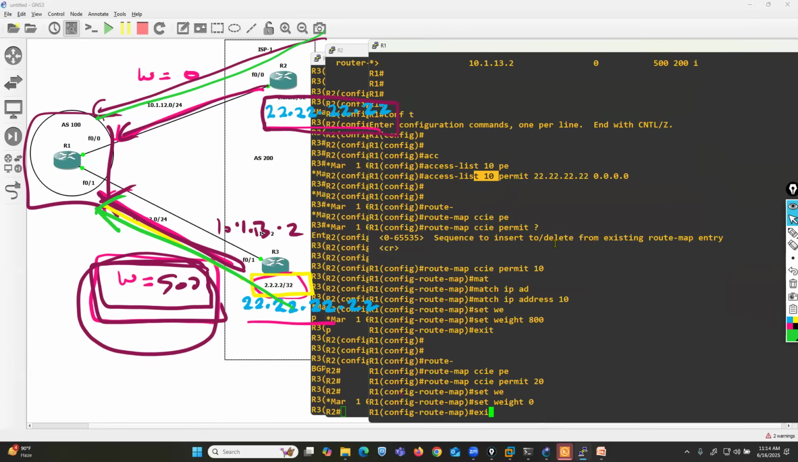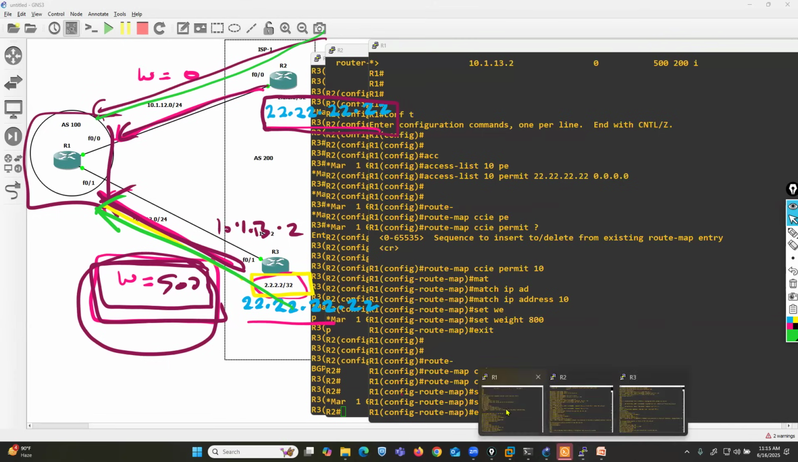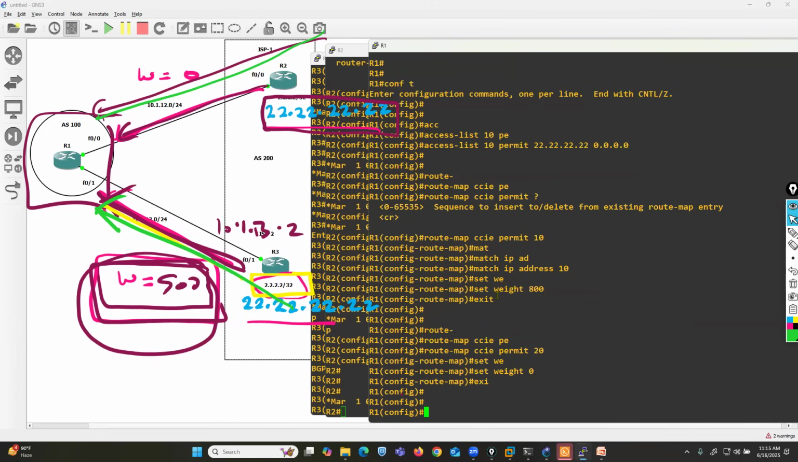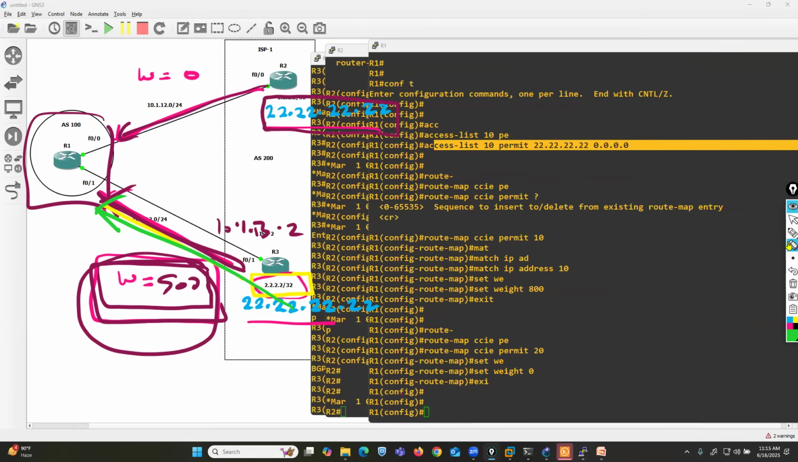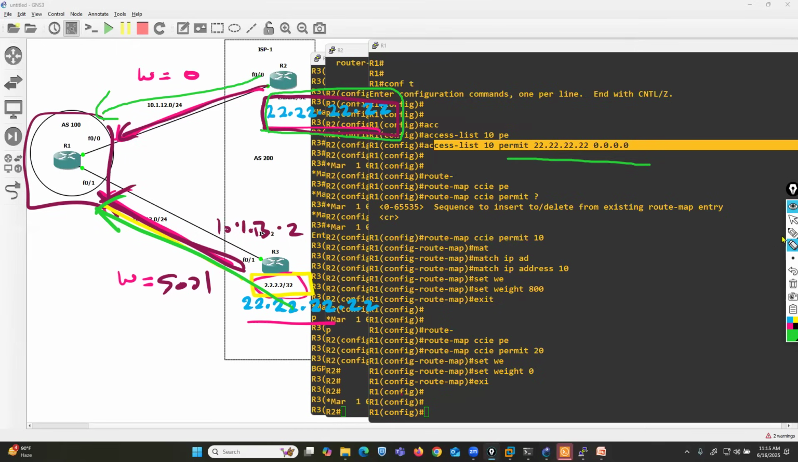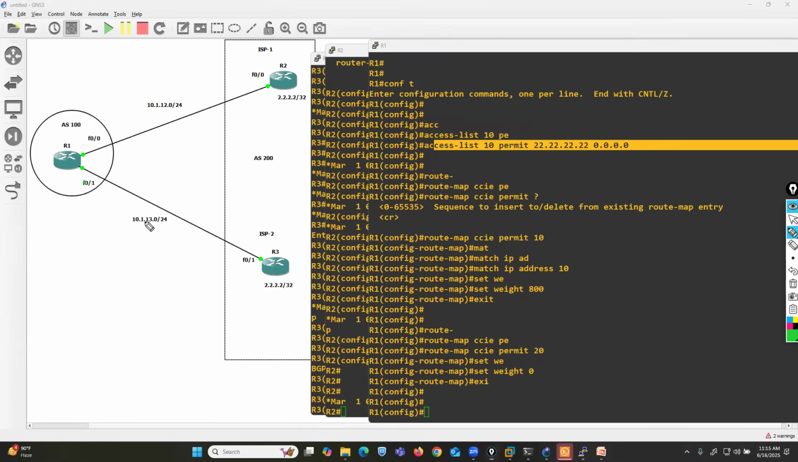I didn't understand why, for the second route, CCIE permit. What I'm doing, let me do this. See what I'm doing. For this particular route, I want to utilize this route for 22.22.22.22, only for this particular route. Remember this task, the weight attribute. The problem was that if I'm using a higher weight on this side, then for everything my next hop is what? 10.1.13.2. Is it correct?